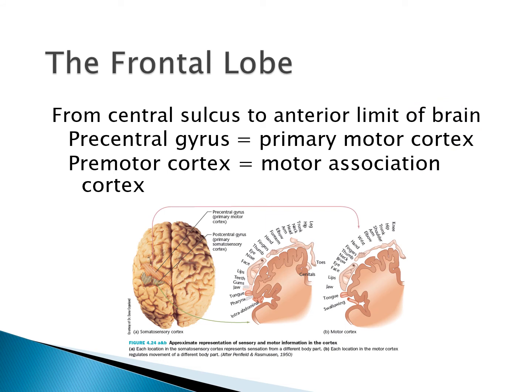All right, so the frontal lobes. From the central sulcus now to the anterior limit of the brain is the frontal lobe. That precentral gyrus is the primary motor cortex. Remember the postcentral gyrus, behind that central sulcus, was the primary somatosensory cortex.